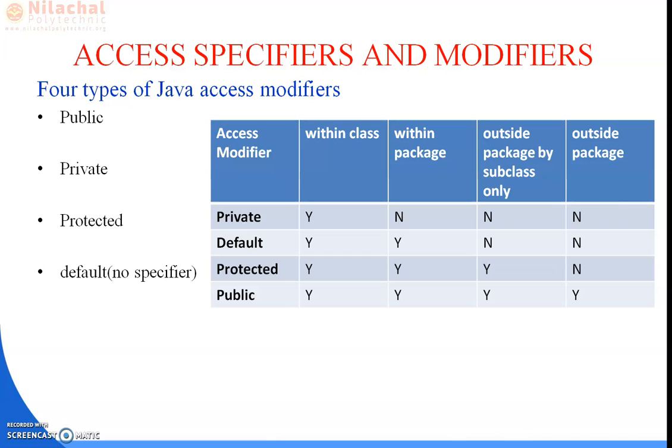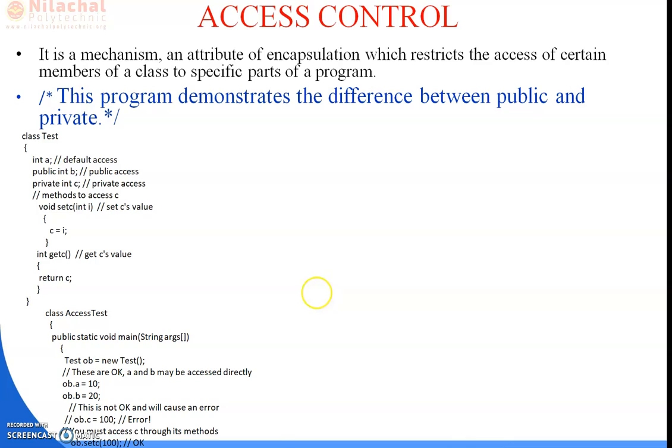But when we declare a variable or a method with the public access specifier or modifier, we can access it within the class, within the package, outside the package, and outside the package by a subclass. Everywhere we can access it. Now we will discuss what access control is. Access control is a mechanism, an attribute of encapsulation, which restricts the access of certain members of a class to specific parts of a program.